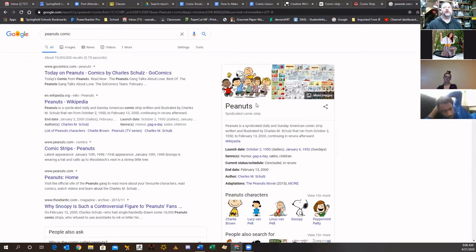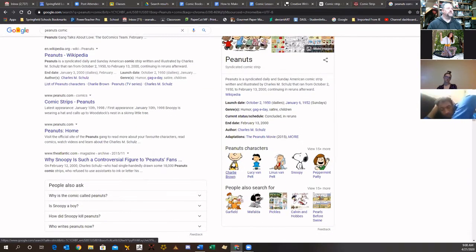Peanuts. Are you guys familiar with the Peanuts comic? Yeah. So inside of this, it's created by Charles Schulz. And it originally started dailies in the 1950s. And then two years later, it started doing Sundays. And there's a difference between daily strips and Sunday strips. We'll get into it. Doesn't matter.